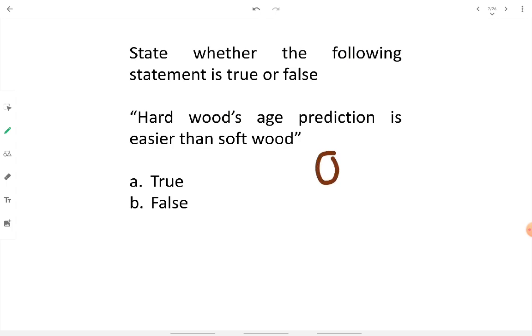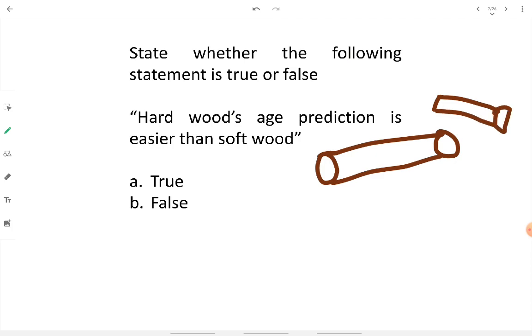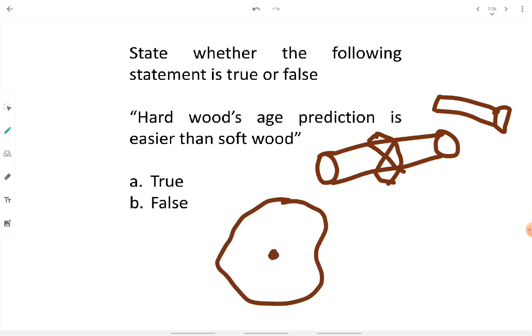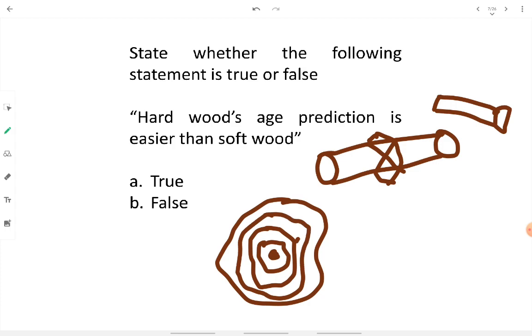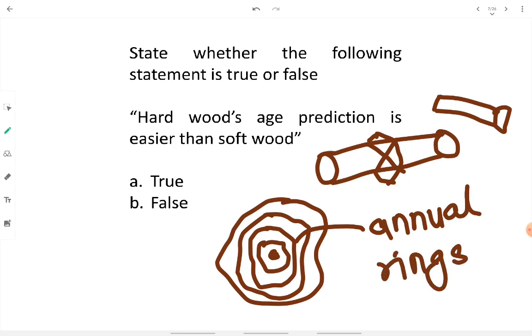Let's say you have this log of timber or log of wood. What you will do is take a saw like this and cut along its cross section. When you observe the cross section, you will find there is a core, that is the center, and then some rings. These rings are called annual rings, and the number of these annual rings is exactly the age of the tree in years.